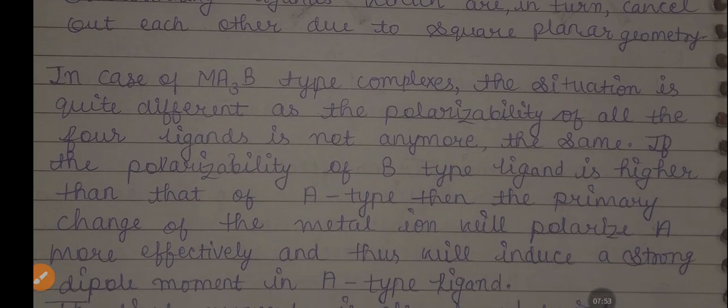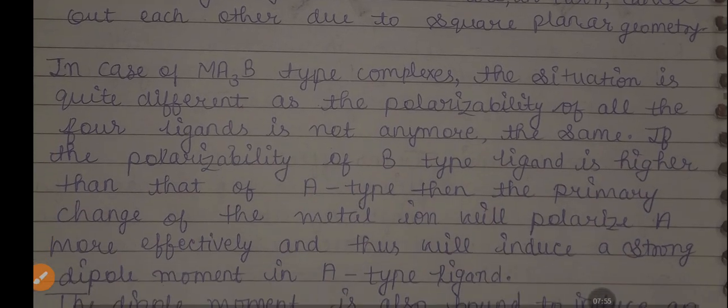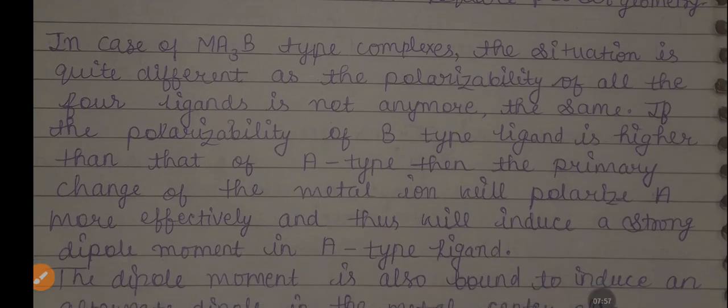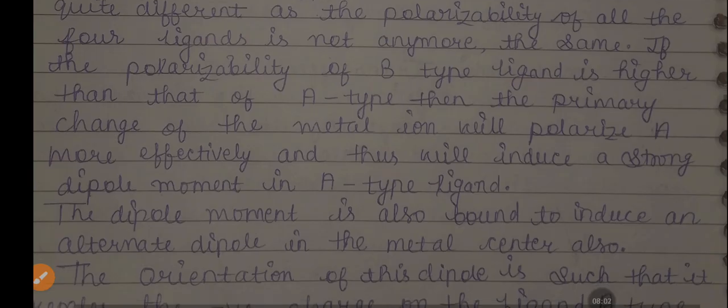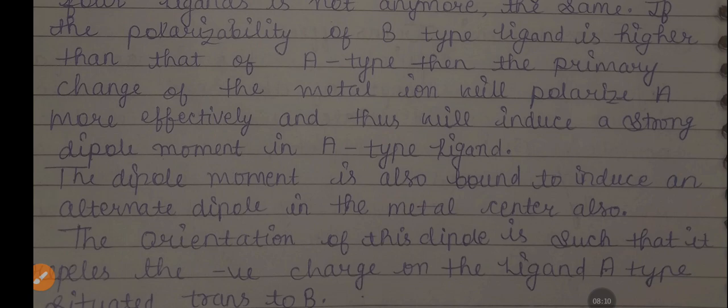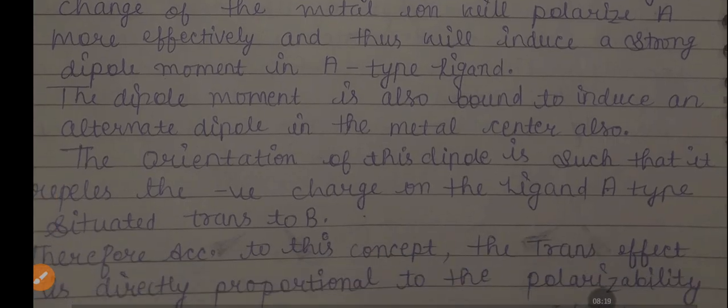In the case of MA3B type complexes, the situation is quite different, as the polarizability of all four ligands is no longer the same. If the polarizability of the B type ligand is higher than that of A type, then the primary charge of the metal ion will polarize A more effectively. Thus it will induce a strong dipole moment in the A-type ligand.